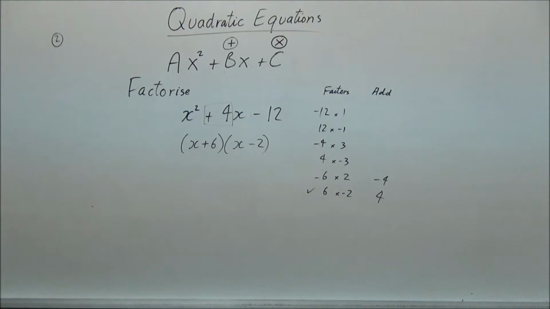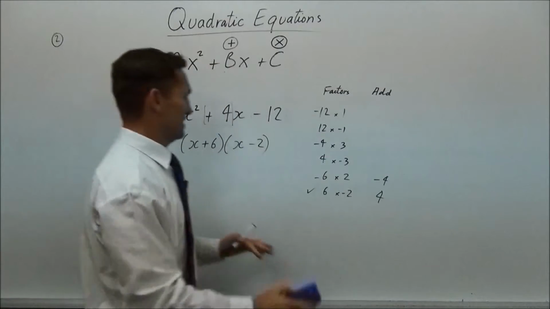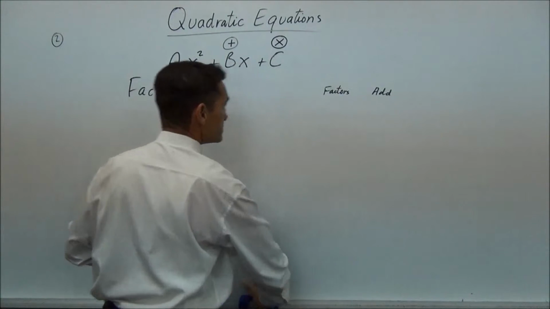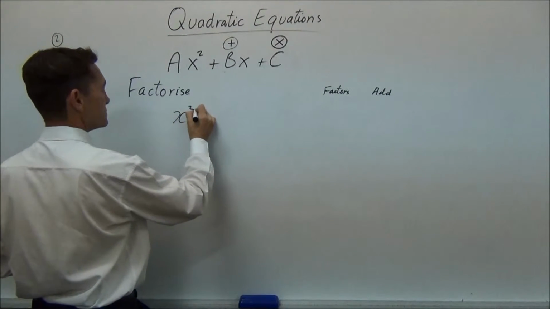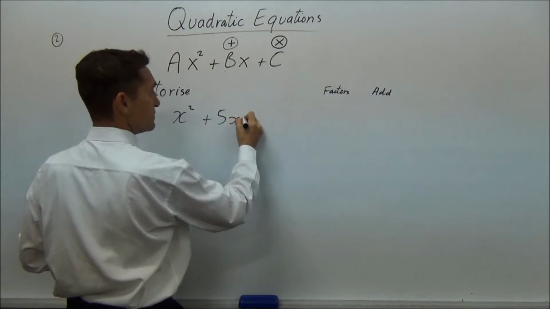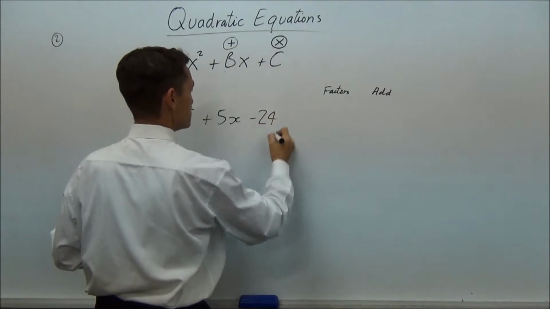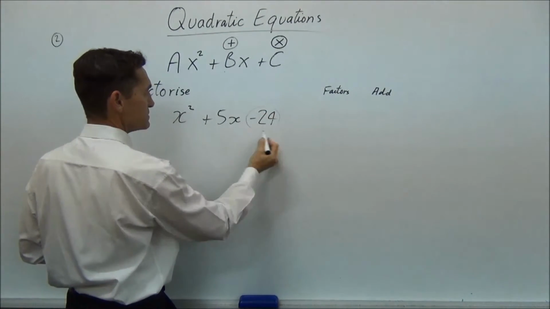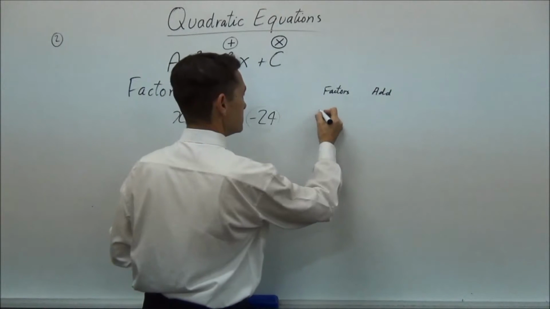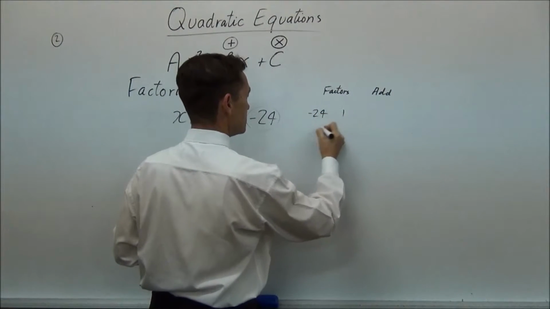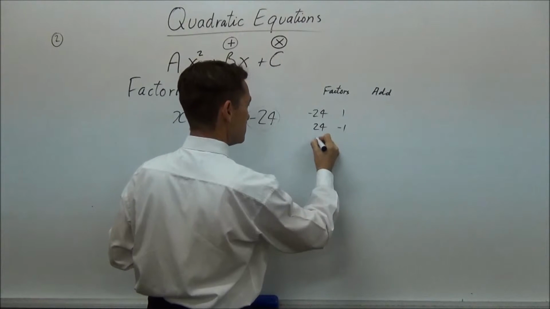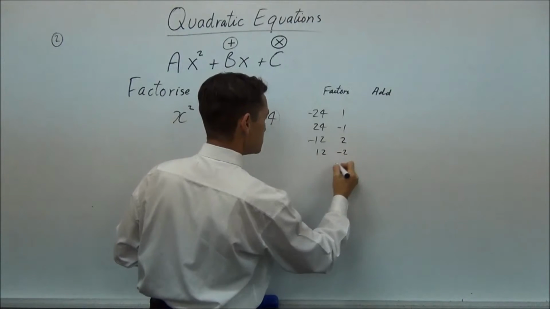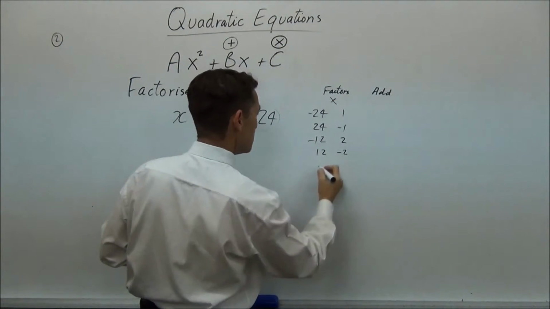And we've just dropped our duster here. Whoops. Here we go. Do another one. Same thing. So let's go x squared plus 5x minus 24. Again, we're looking for minus 24. So we want the factors of minus 24. So let's have a go. Minus 24 times 1, 24 times minus 1, 12 times, so we'll go minus 12 times 2, 12 times minus 2. So we're multiplying here.